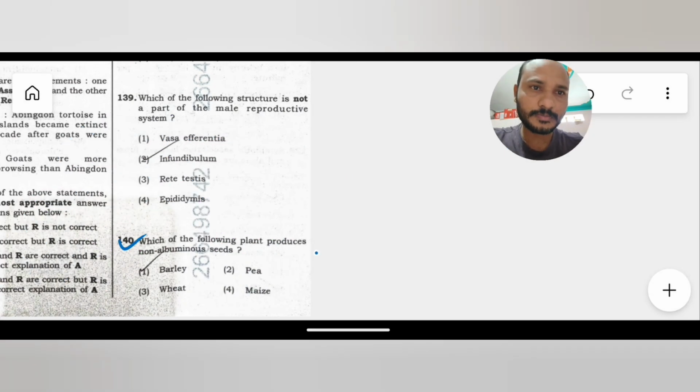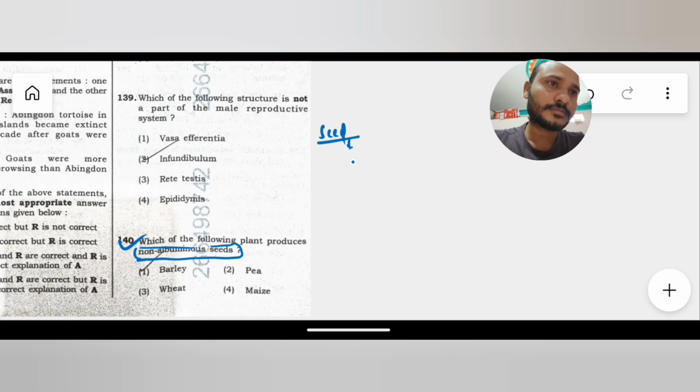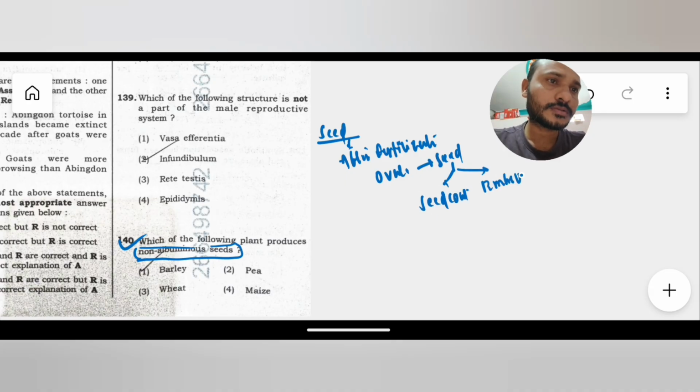Which of the following plants produces non-albuminous seeds? This question is from sexual reproduction in flowering plants, which focuses on seeds. Do you know what a seed is? A seed is nothing but the ovule after fertilization. Generally a seed has two important structures: it is enclosed with a seed coat, and inside the seed coat we have the embryo.